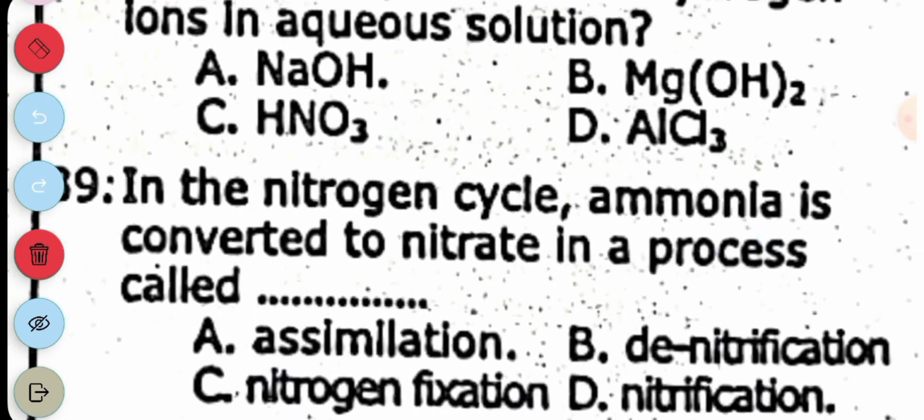39. In the nitrogen cycle, ammonia is converted to nitrate in a process called A. Assimilation, B. Denitrification, C. Nitrogen fixation, D. Nitrification. The answer to question 39 is D. Nitrification.